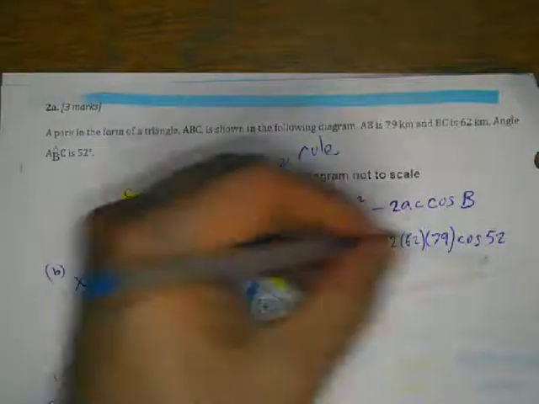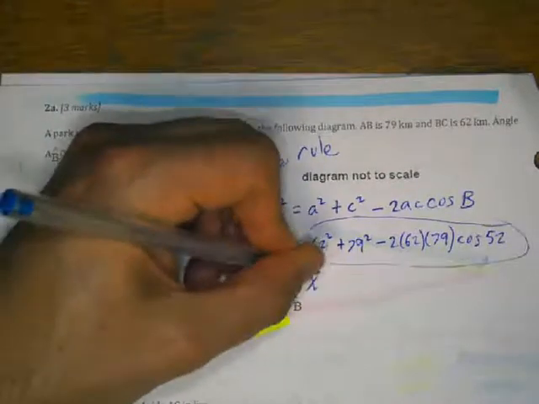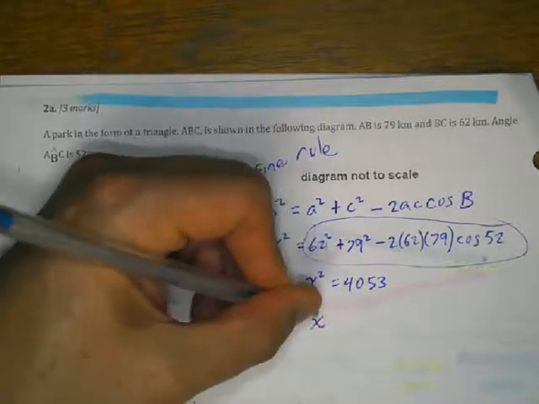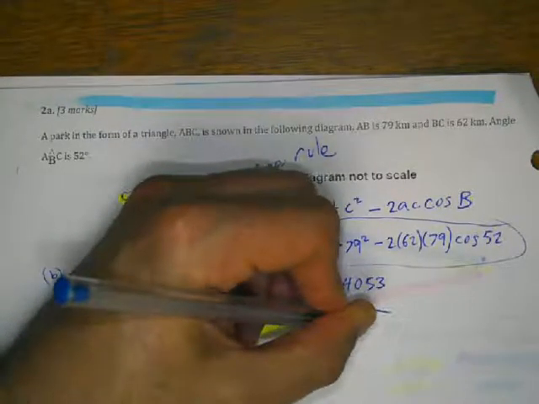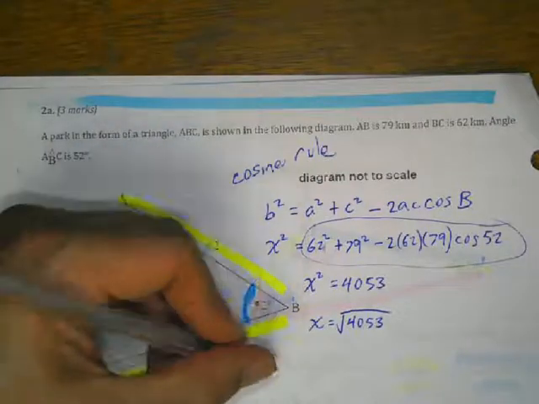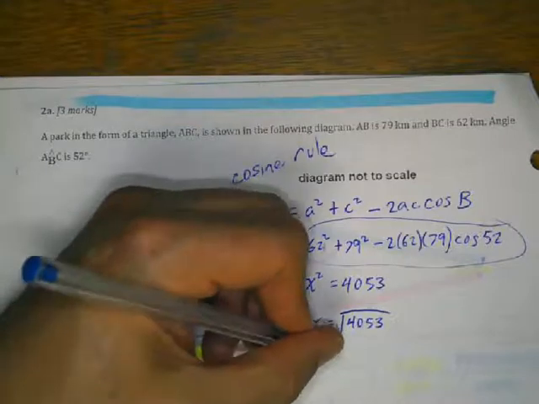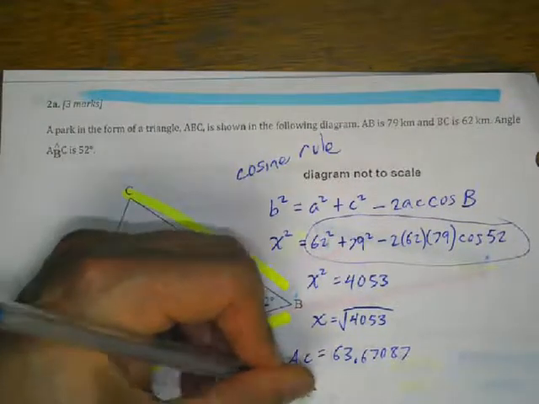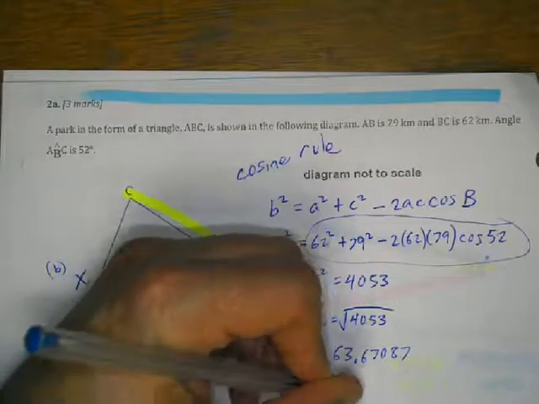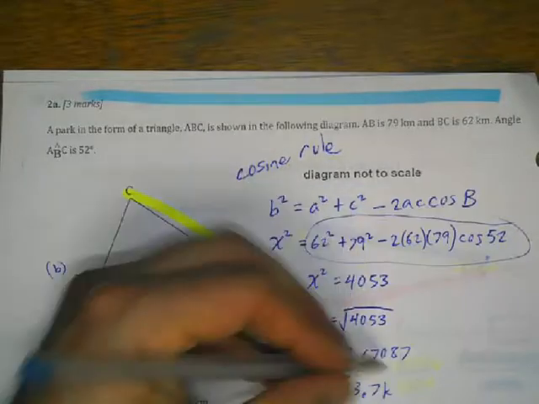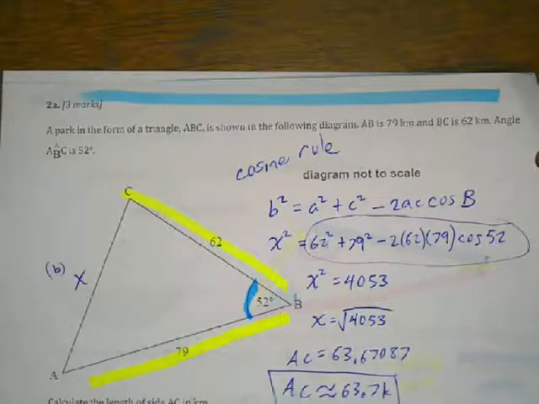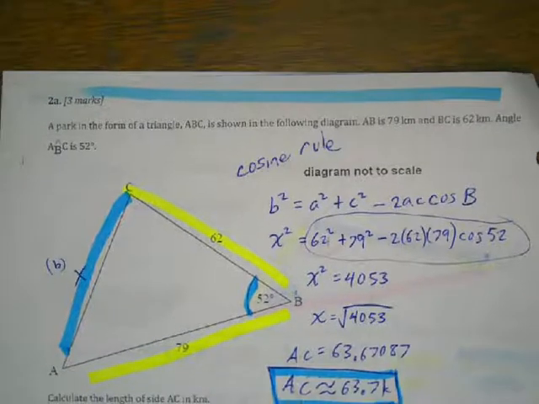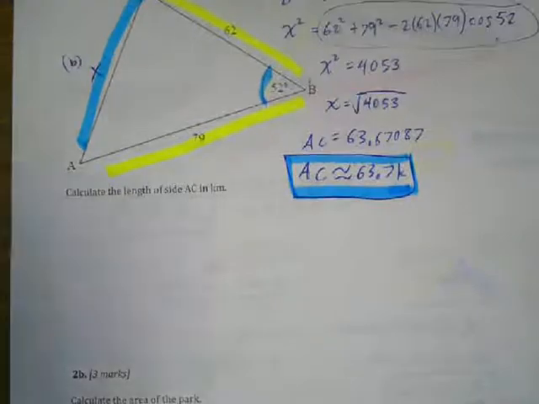Okay, so we put all of this into the calculator, and you end up with x squared equals 4053. Then we take the square root of that, and we get that AC is equal to 63.67087. So AC is approximately equal to 63.7, and we've got to put our units, kilometers. You might want to hit pause if you want to check your work. Okay, so that's the work for this problem here.